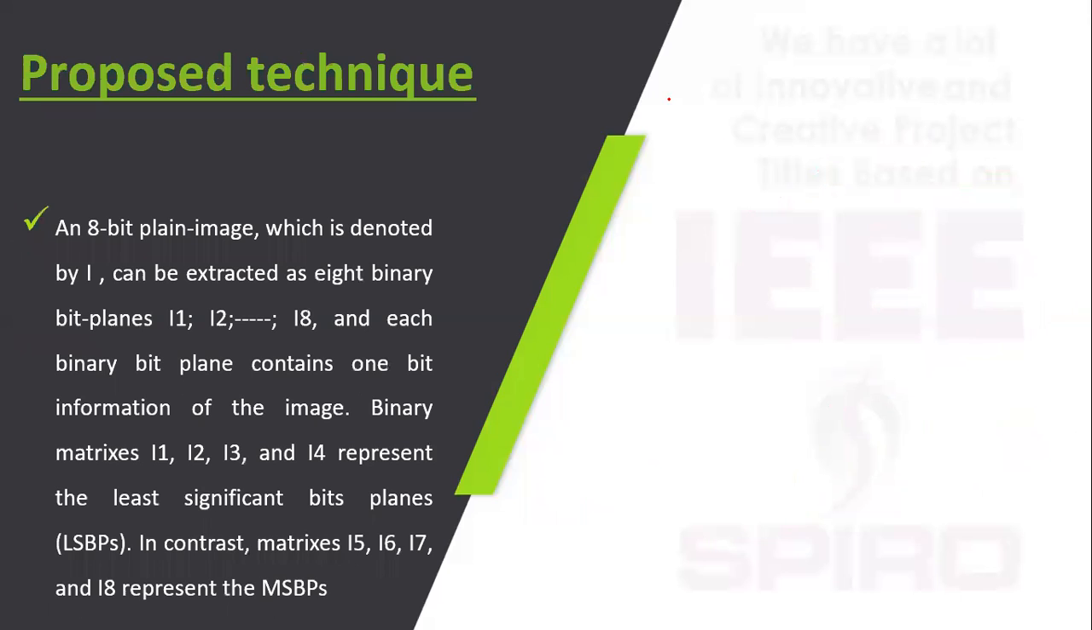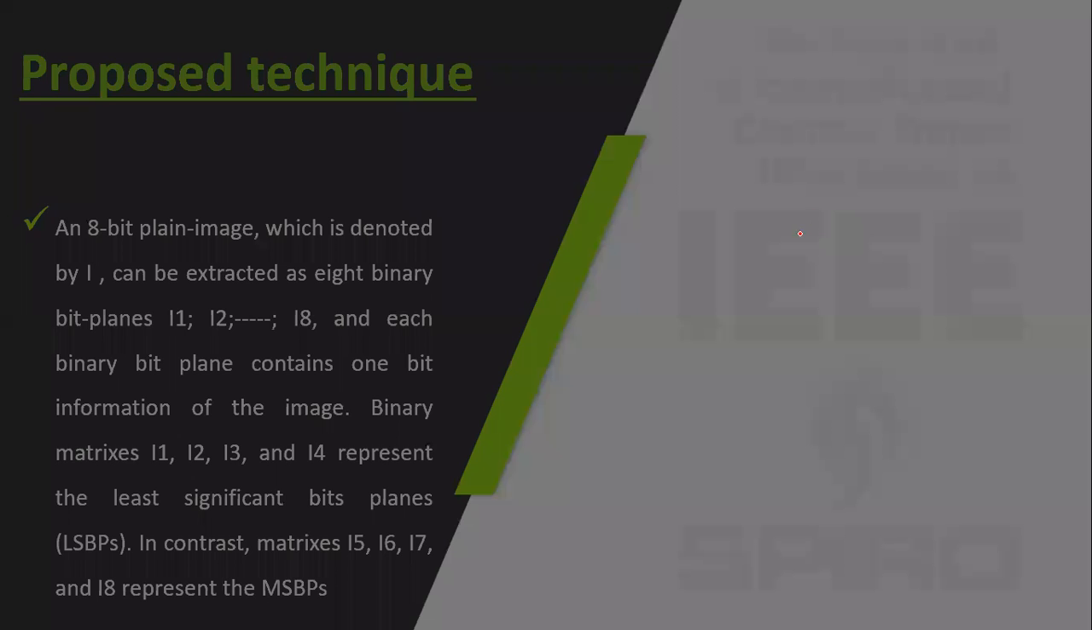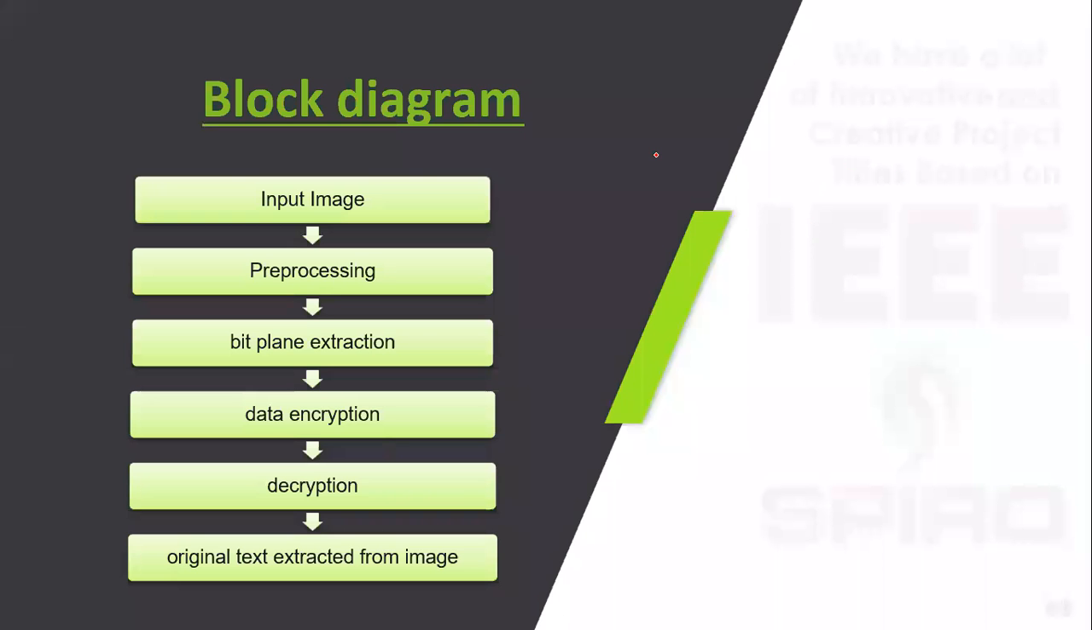Our proposed model is the same: first of all you take an image, and next add the text into the image. So here we used the LSB and MSB prediction model. Now the block diagram; in the block diagram I will explain clearly.